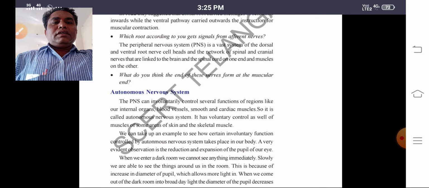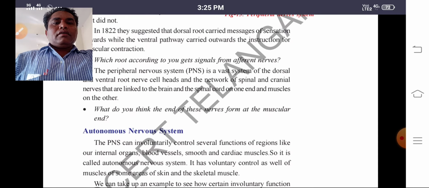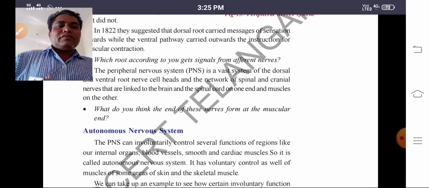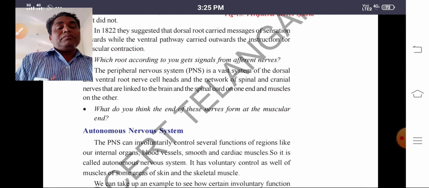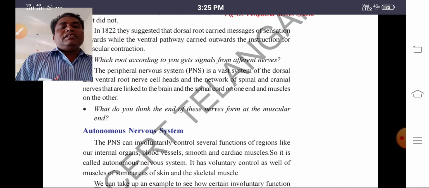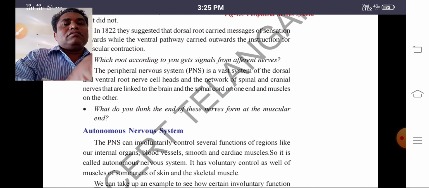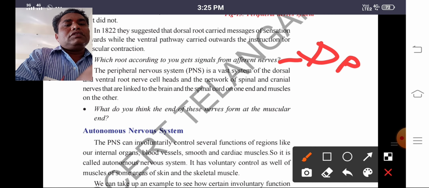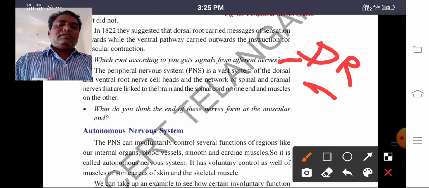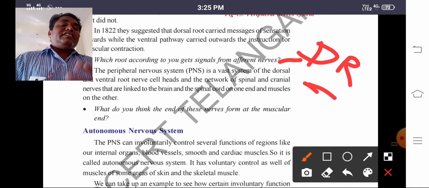Now let us discuss which root, according to you, gets signals from afferent nerves. The answer is the dorsal horn. For this question, from the dorsal roots we get signals. Why? Because they carry sensory activities.